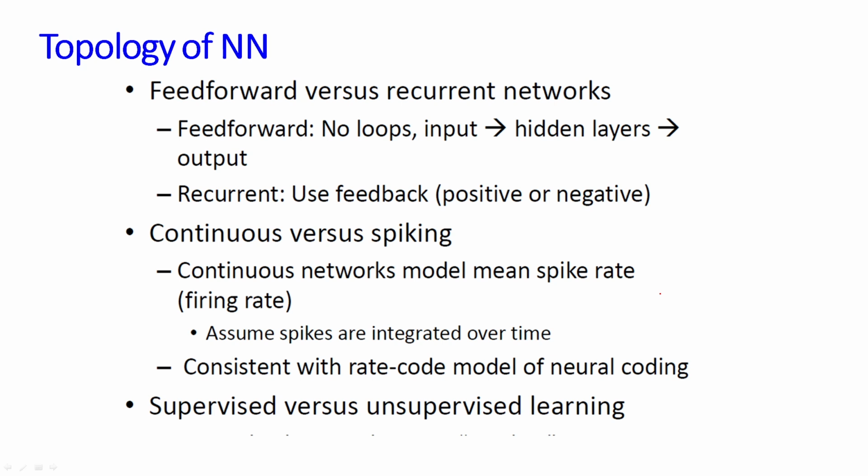So, feed forward versus recurrent network: feed forward has no loops, and basically you go from input to hidden layer to output, but recurrent ones have feedback, and that is better actually, that can solve much more complex problems. Feedback can be negative or positive also, and depending on feedback the system can change the calculations. You can also have continuous versus spiking networks. A continuous network model can mean spike rate or firing rate. Spikes are nothing but integration over time, and supervised learning is what is used. We are talking about that, but neural networks can also use unsupervised learning. So, that is about the neural network.